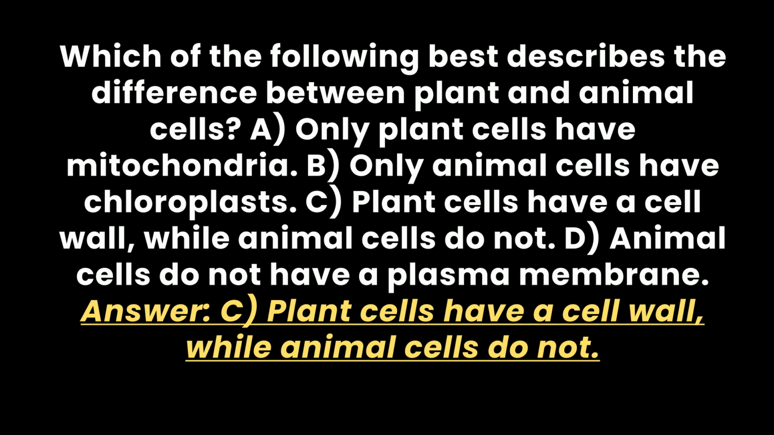Which of the following best describes the difference between plant and animal cells? A. Only plant cells have mitochondria. B. Only animal cells have chloroplasts. C. Plant cells have a cell wall, while animal cells do not. D. Animal cells do not have a plasma membrane. Answer: C. Plant cells have a cell wall, while animal cells do not.